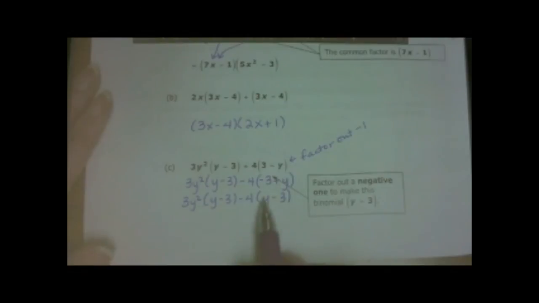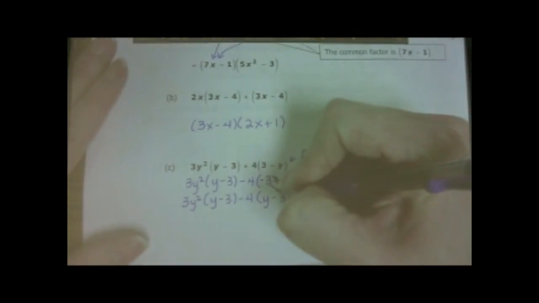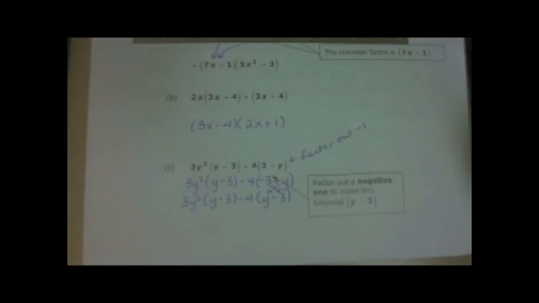Notice, the signs are still the same. I just changed the order. That's all I did. This went here, this went here. It's just so that they look identical. Because if this and this are not identical, you cannot do this. All right? So now I'm going to bring that y minus 3 to the front. What is left is 3y squared minus 4.